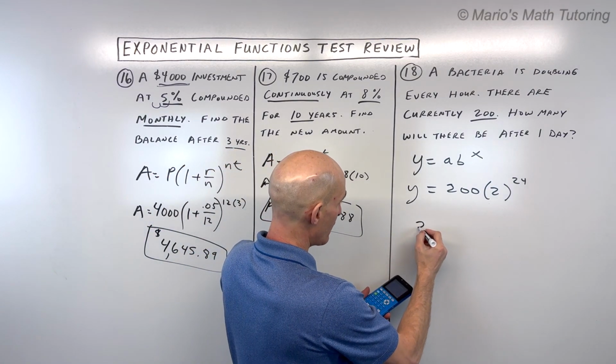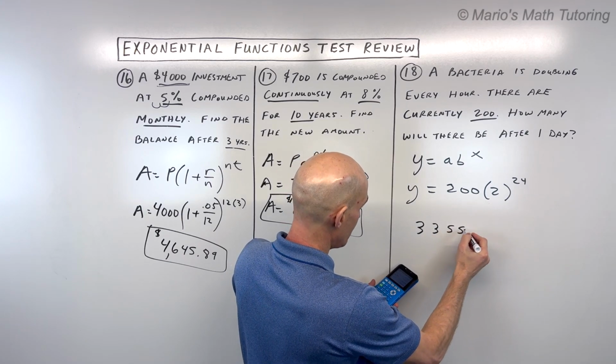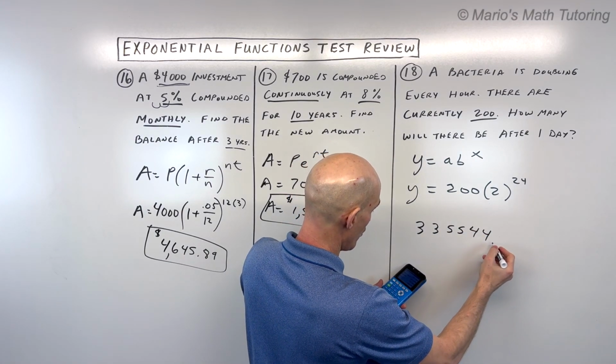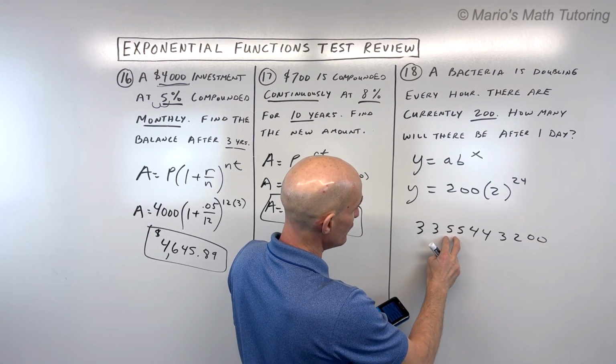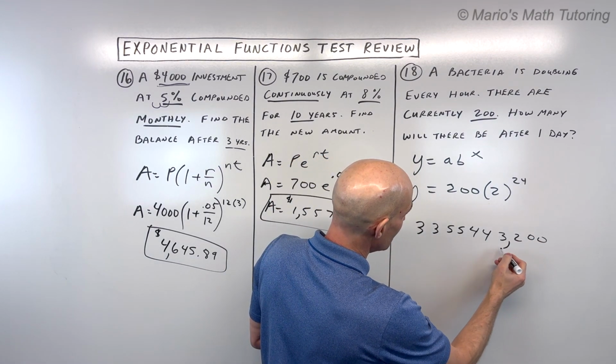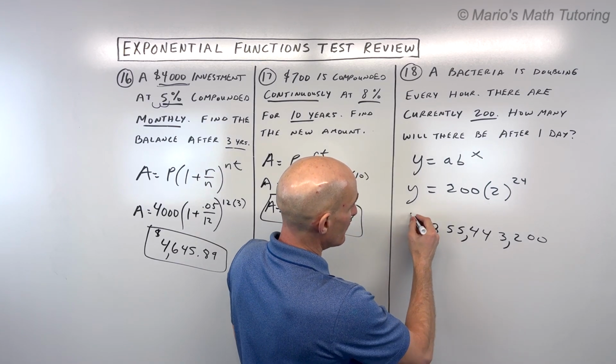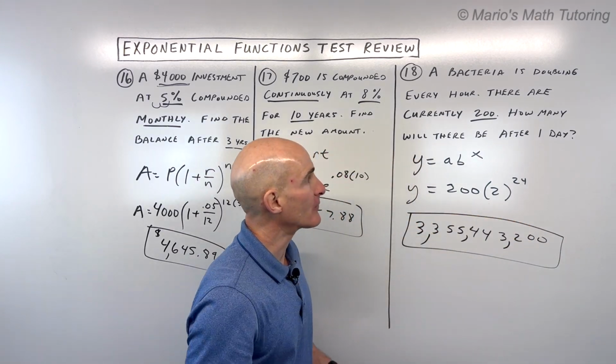Big number, we've got 3355, interesting looking number, 443200. Look, we've got 2 zeros, 2 4s, 2 5s, 2 3s. This is like a very interesting number. Okay, so that's how many bacteria you would have after 1 day.